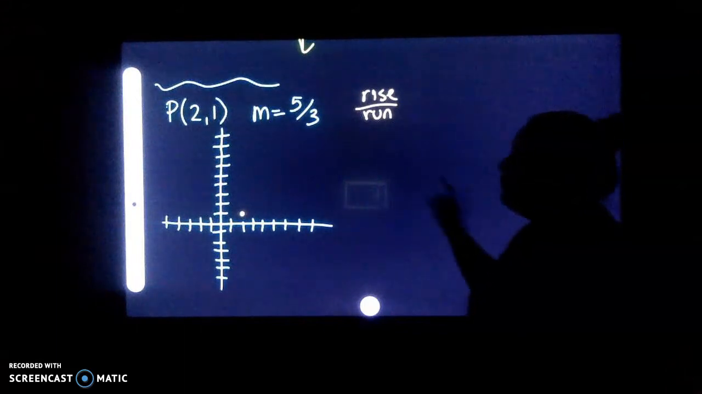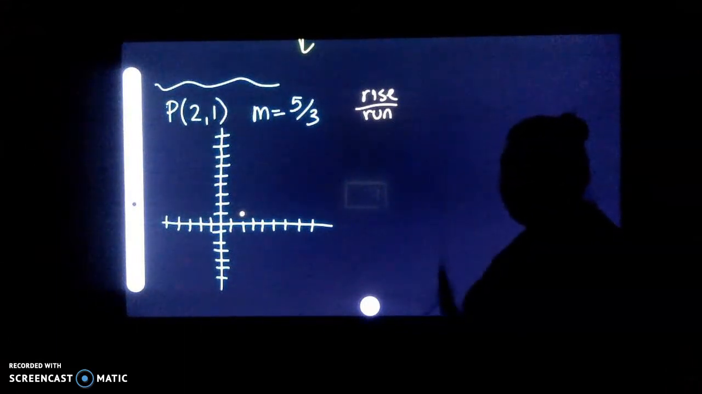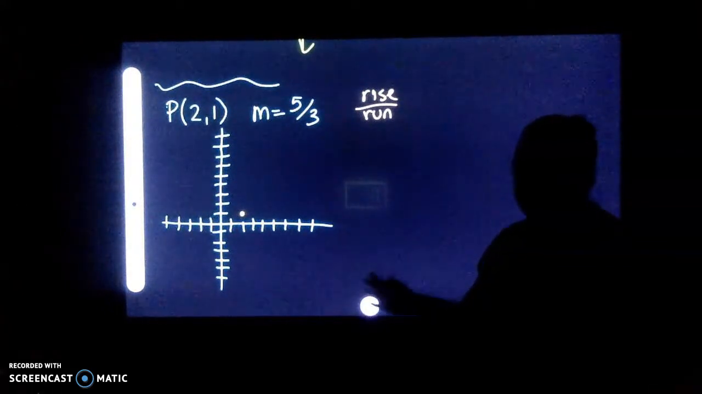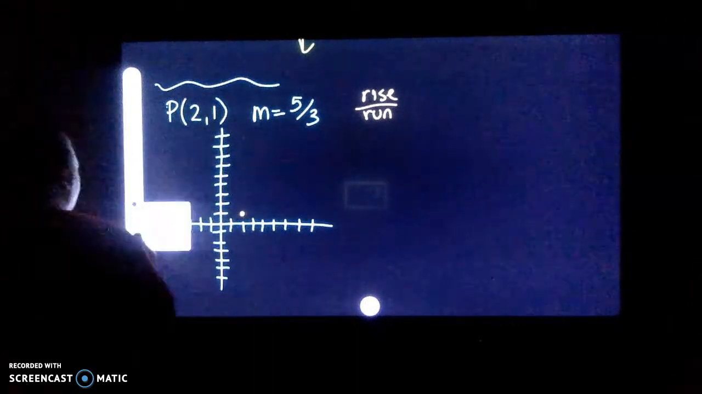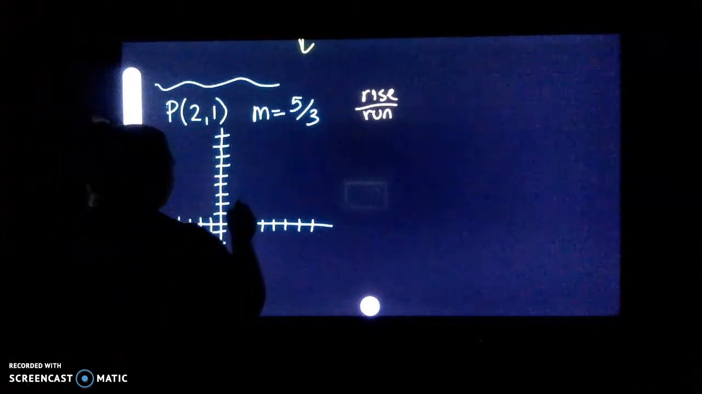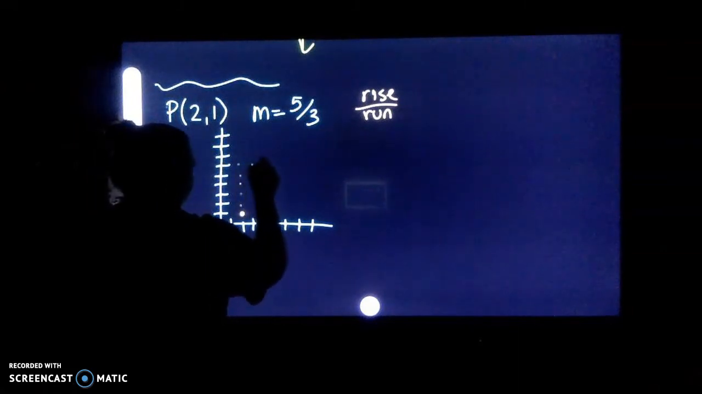Okay, so if we have a positive slope, we can do a double positive up to the right or a double negative down to the left. It doesn't matter which one you do, it's still going to make the same line. So from here, I'm going to do a positive slope first. So I'm going to go up 5 and then to the right 3. And put my dot.